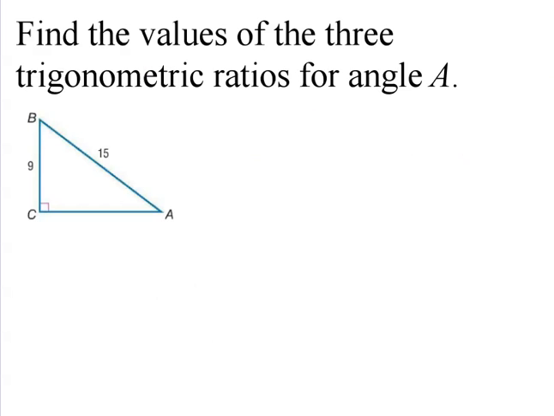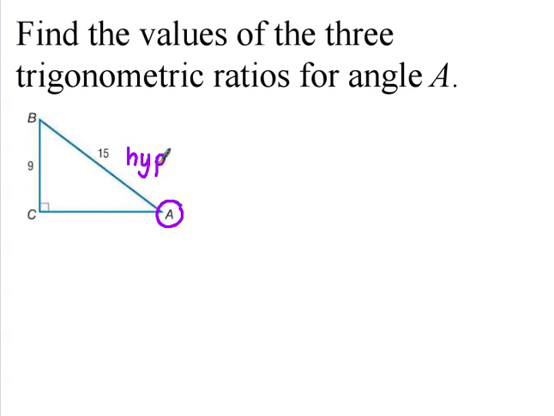So let's go ahead. Find the values of the 3 trig ratios for angle A. Okay, find the values for the 3 trig ratios for angle A. So this is angle A, right? So what I need to do now is label sides. What's the very first side I label? Hypotenuse. Which side is the hypotenuse? 15. So there's your hypotenuse.